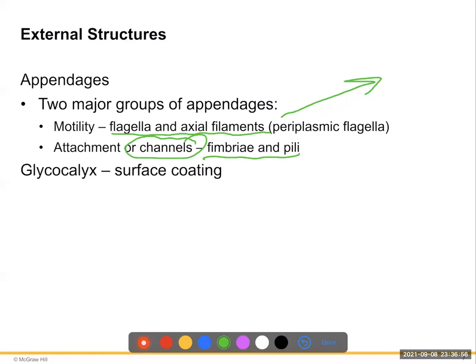You have glycolics, which are surface coatings. Those are found in bacterial and human cells. Those are the proteins found inside the cell membrane.